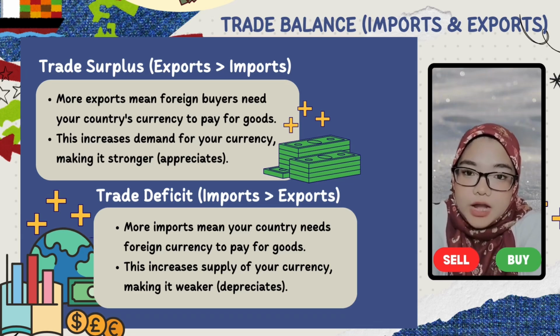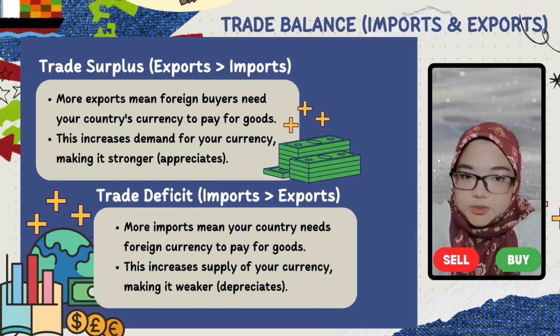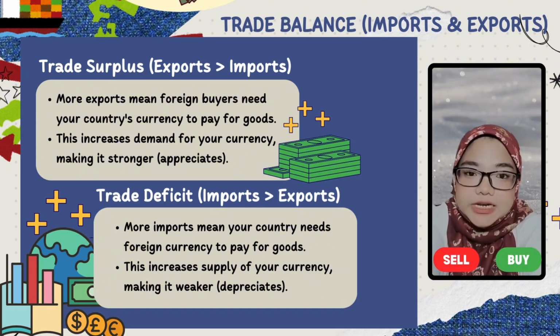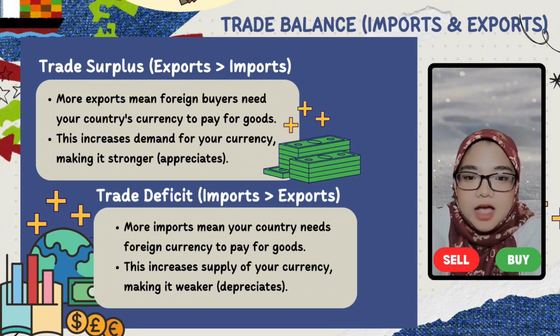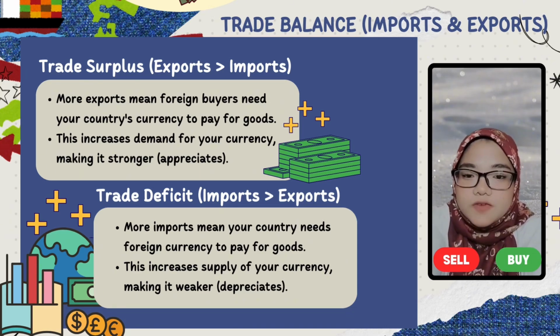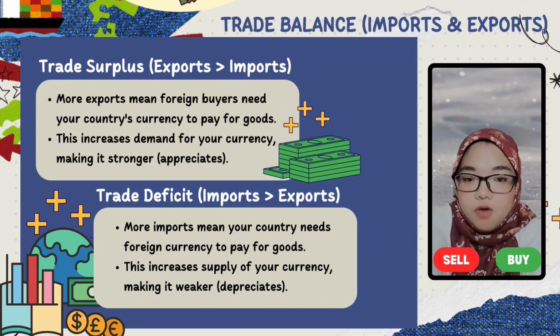On the other hand, when a country imports more than it exports, it results in a trade deficit. To pay for these imports, the country needs more foreign currency. This increases the supply of its own currency in the global market, leading to depreciation. For example, a country like Japan exports high-value goods like cars and electronics. Its trade surplus supports a strong yen. Conversely, if a nation relies heavily on imports like oil and machinery, its currency may weaken over time.